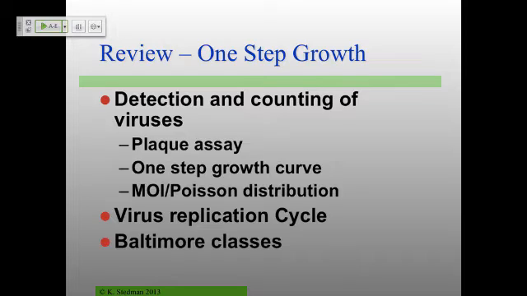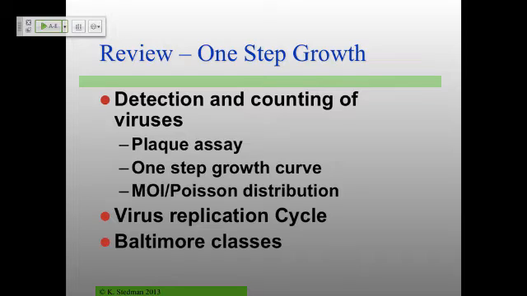and that's all due to the Poisson distribution. Going back to this one-step growth curve, basically all that you're doing over that one-step growth curve is measuring over time what's happening to your population of various different viruses. So you can do this as a plaque assay. You could be looking at proteins. You could be looking at DNA, whatever process you're looking at.